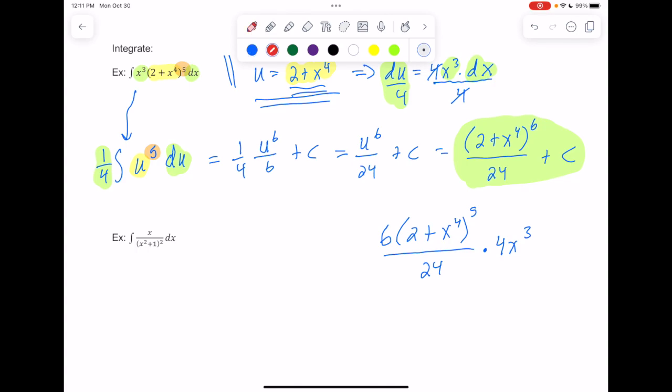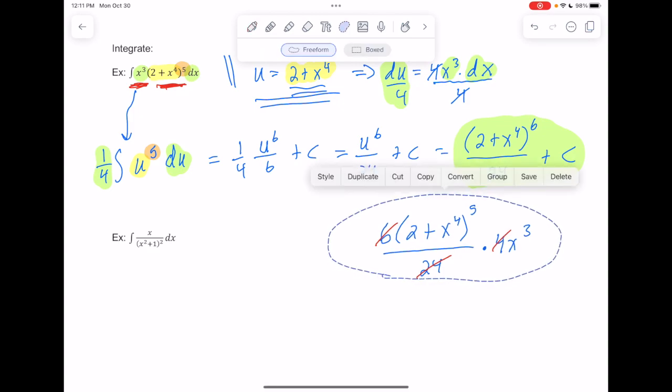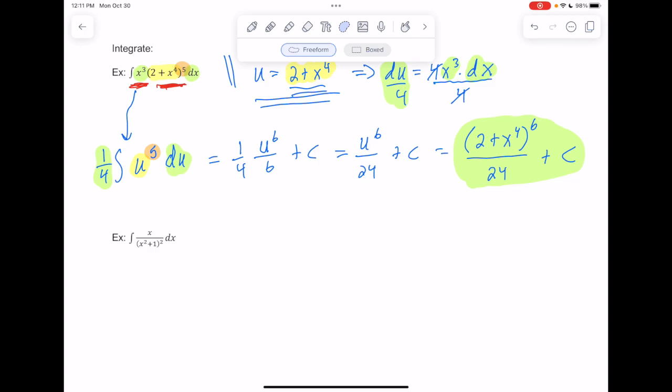And if you go through and look at what cancels, this 6 and 4 become 24, which cancels the 24 on the bottom. You look at what's left inside, you have x cubed, which is right there, and you have 2 plus x to the fourth raised to the fifth, which is the other piece. So when we think we've found an answer and we find its derivative and it's the inside of the original integral, that shows that our answer is correct. All right, let's get this part out of the way and move on to the next one.